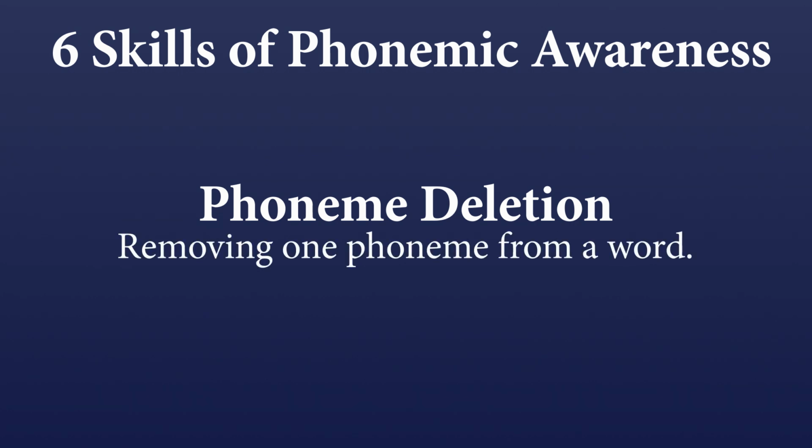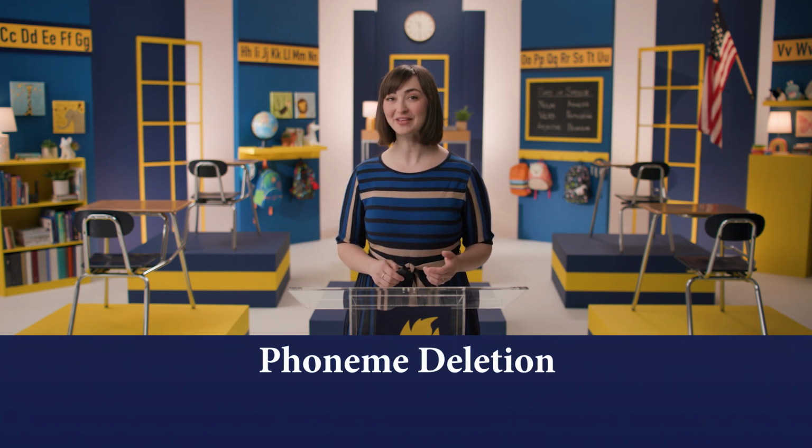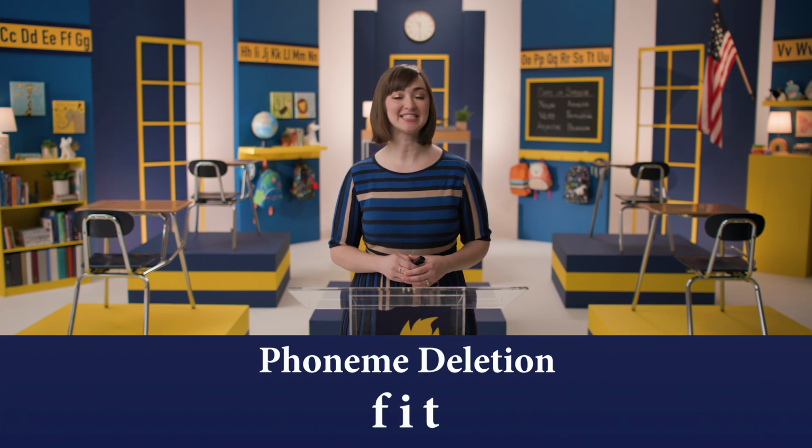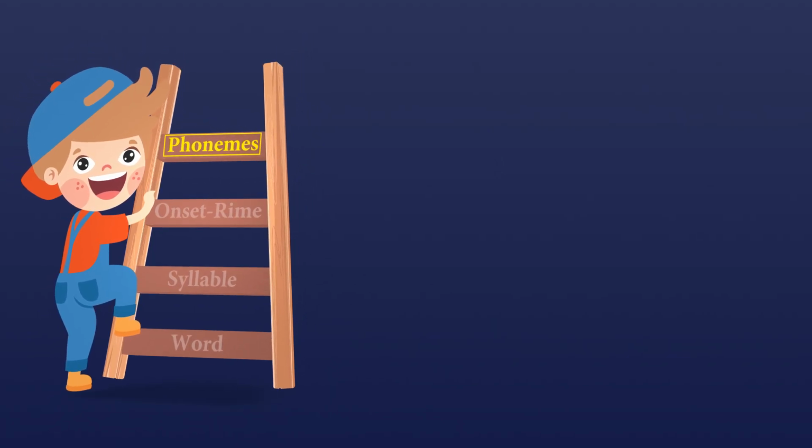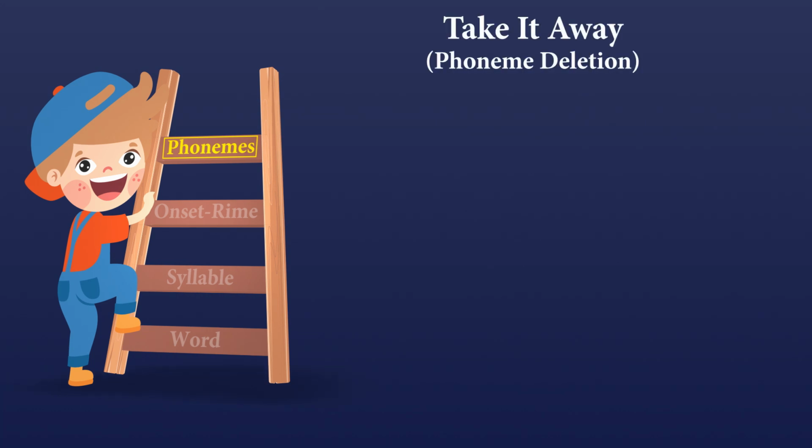As the name suggests, this involves removing one phoneme from a word. For example, given the word fit and asked to take away the f, students would respond it. For students that find this activity less clear, using manipulatives can be a helpful scaffold, such as in the following example. This game is called Take It Away.